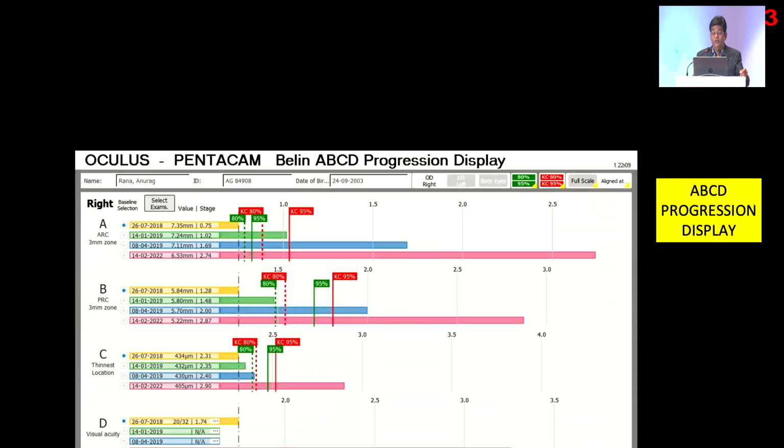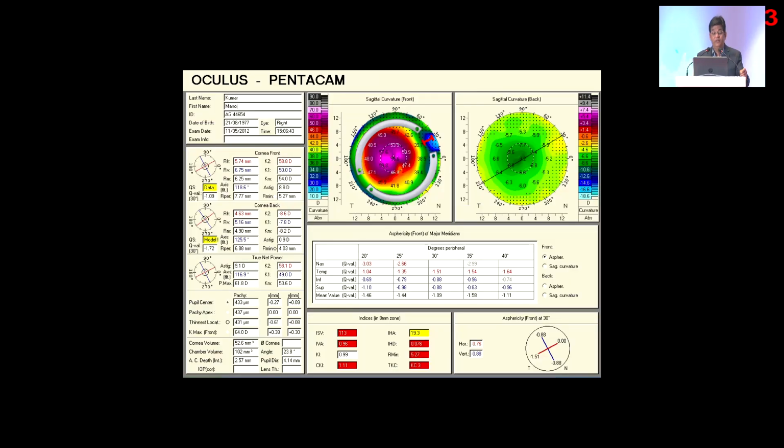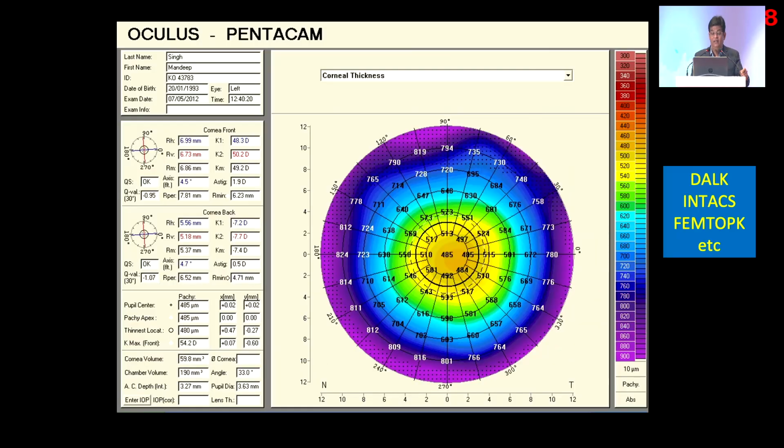So this is a patient's map, and the pink line shows that the patient has progressed from the last visit, and this should be considered as progression in these patients, and probably the patient should be taken up for cross-linking instead of just observing. Another use of the topometric map is to plan the intacs surgery and decide on which axis you want to make the incision and how to place the intacs in these patients.